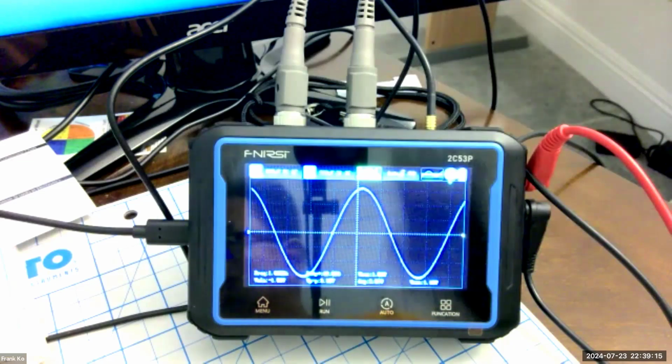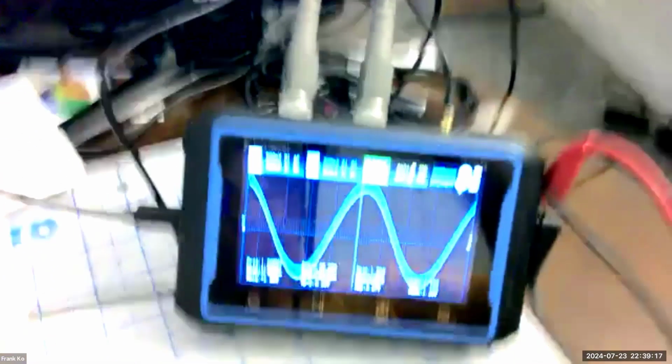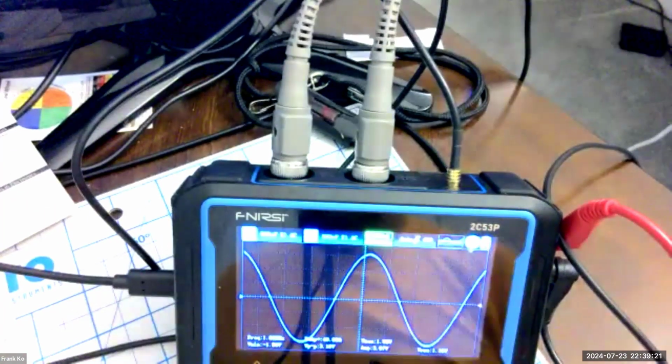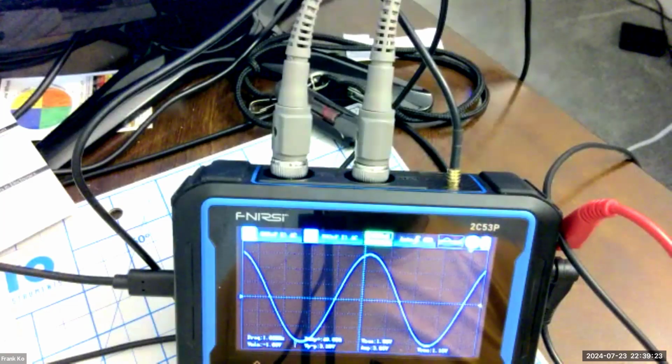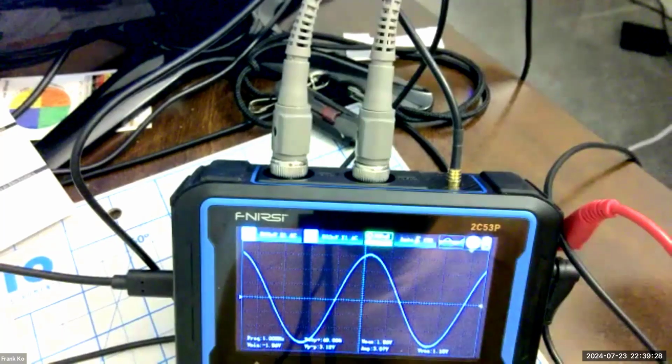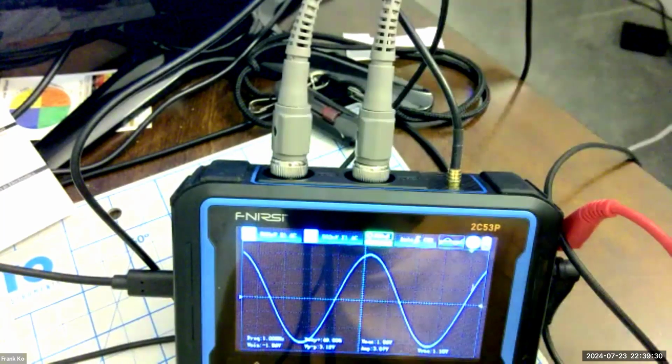So what is it that we have going on here is at the top, we have our three connections. We have a channel 1 of the oscilloscope. We have the channel 2 of the oscilloscope.